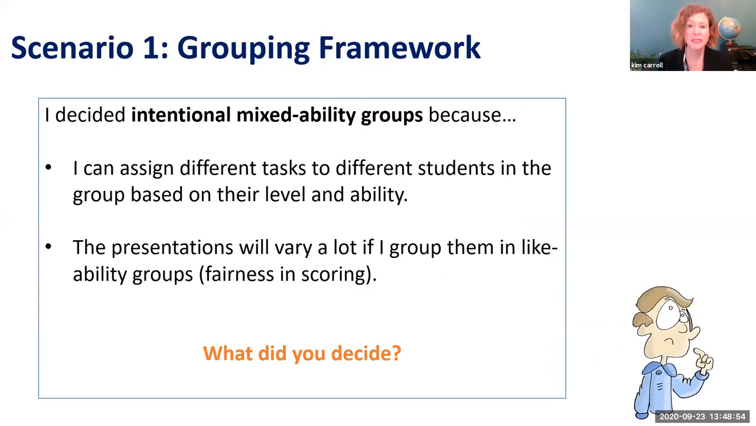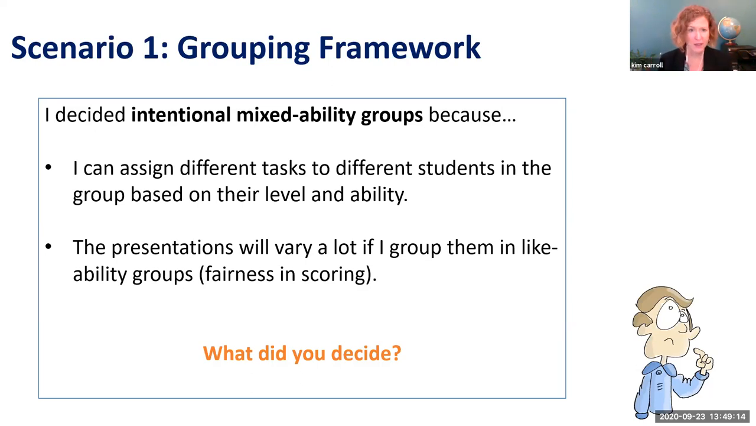And some of the reasons were because I could assign different tasks to the students in the group based on their level and ability. And I saw that some of you also mentioned making sure that there's one good artist in each group so they can make the poster, and making someone who likes to talk. So thinking about that as well.